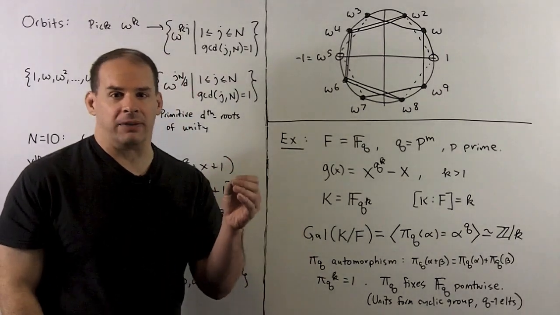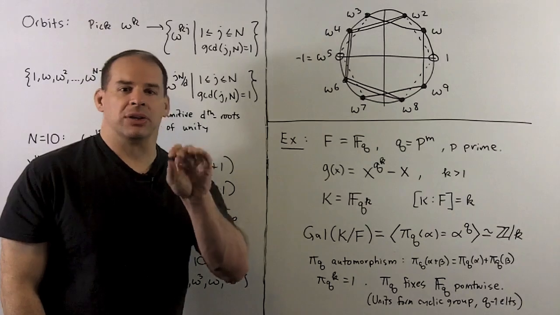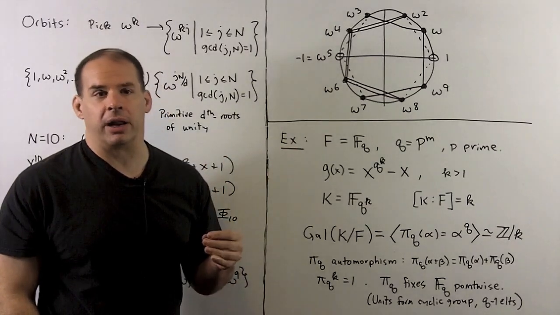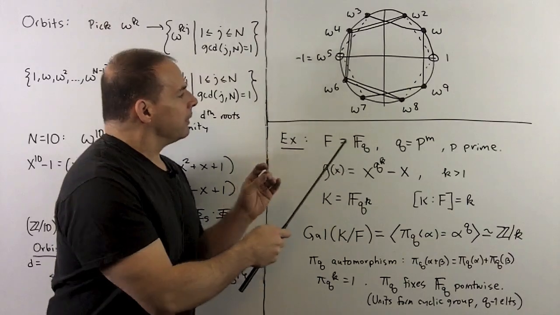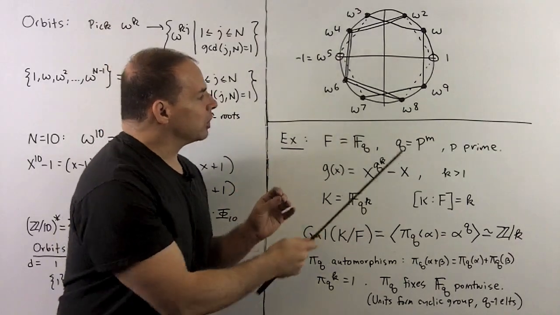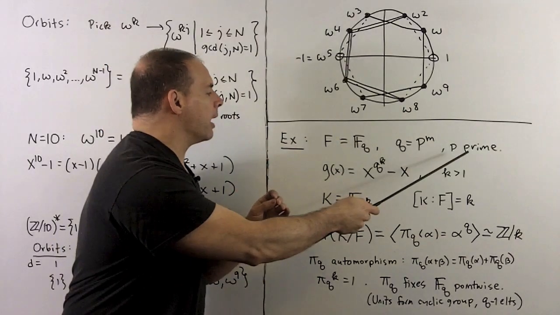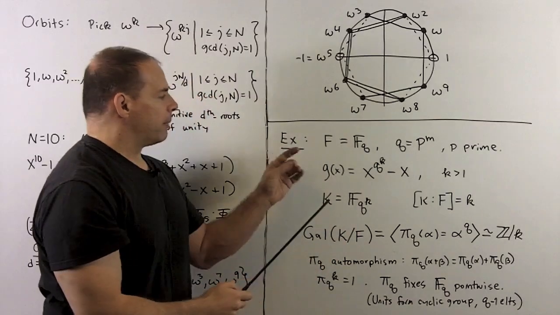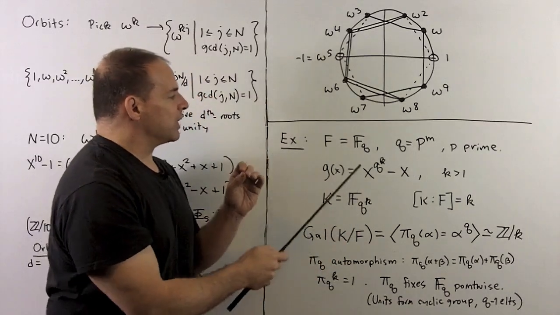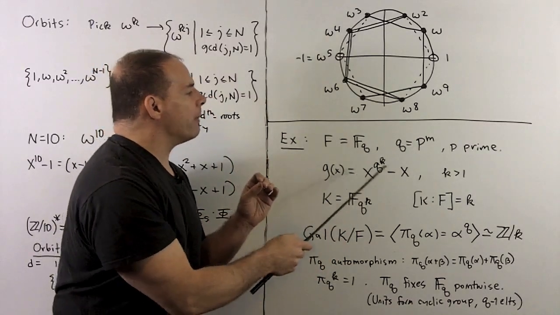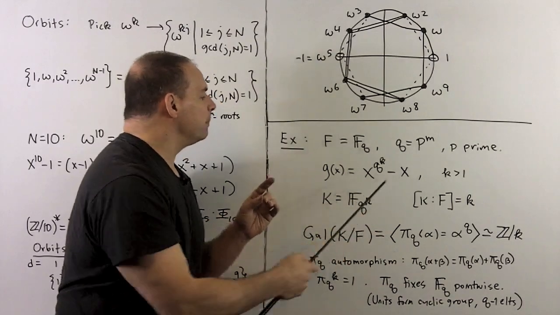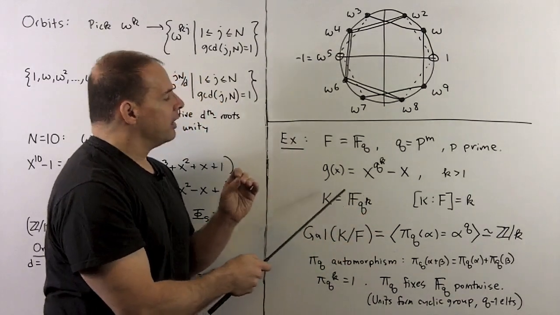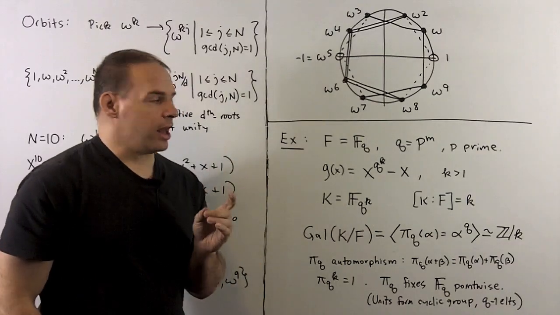For an example with a finite field, there's a lot we still need to fill in here, but we can still talk about it. We'll let our base field F be the finite field with Q elements, where Q is equal to P to the M, where P is a prime. For the polynomial G, we use x to the Q to the kth power minus x, where K is bigger than 1. The splitting field is going to be the finite field with Q to the K elements.